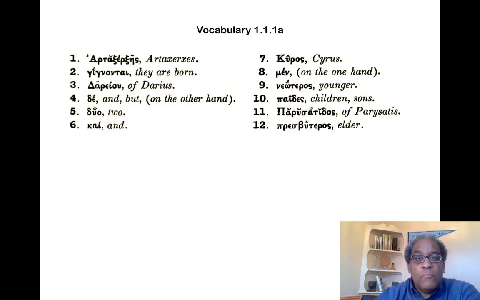Okay. So to begin with our vocabulary, we have Artaxerxes, gignomai, Dareios, de, duo, kai, Kyros, men, neoteros, paides, Parysatis, and presbyteros.